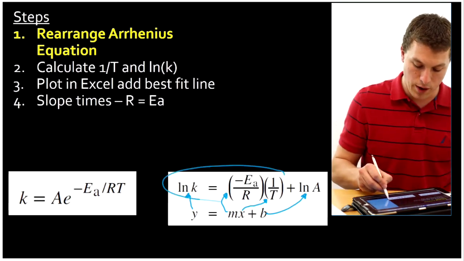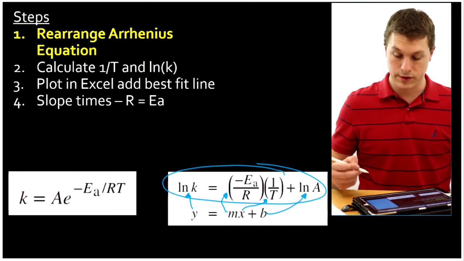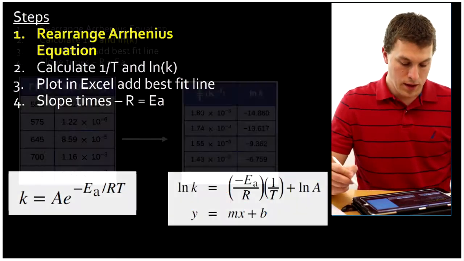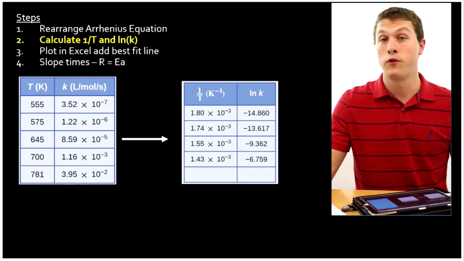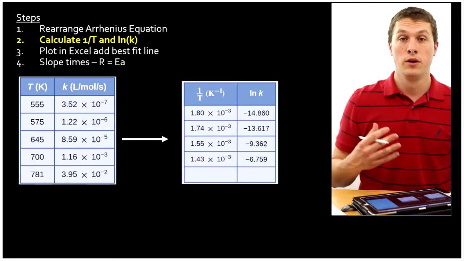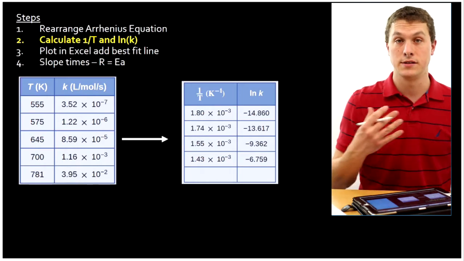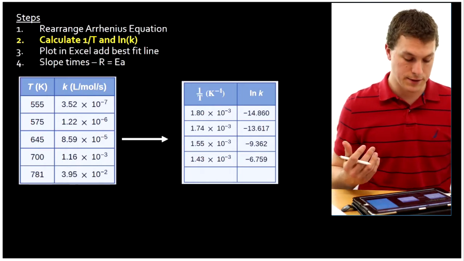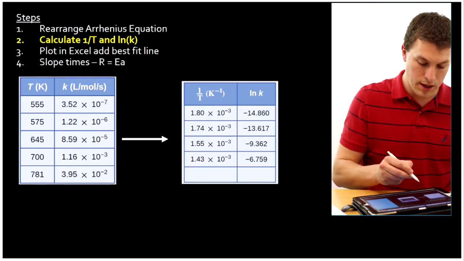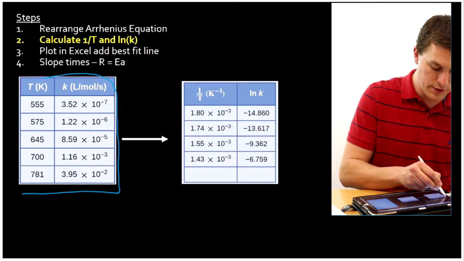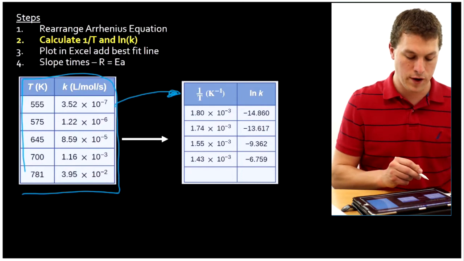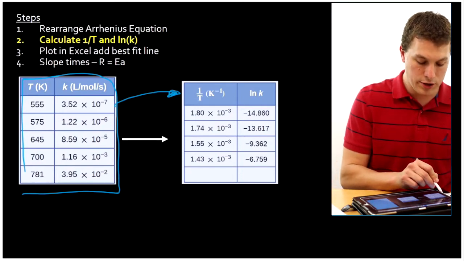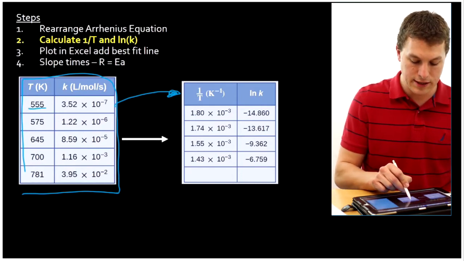Okay, so that's how we rearrange our Arrhenius equation. We're going to use this form where we've taken the log of both sides. Then what we're going to do is calculate 1 over T and the natural log of k. We need to do this before we can plot our values, because remember, we want to plot ln of k on the y-axis and 1 over T on the x-axis. So here's our whole table on the left of all of our temperature values and our rate constants. And what we've done is just a simple math step to go from the left-hand side to the right-hand side. All we're going to do is take our temperature and do 1 over it, and that's going to give us that.